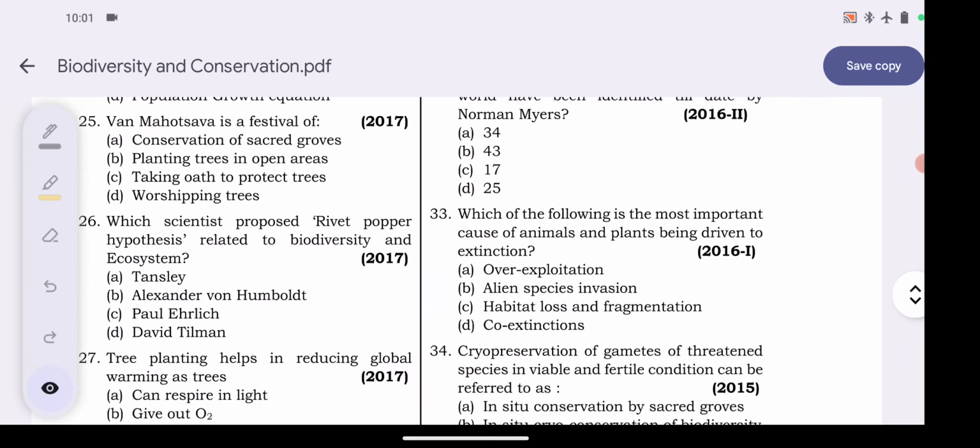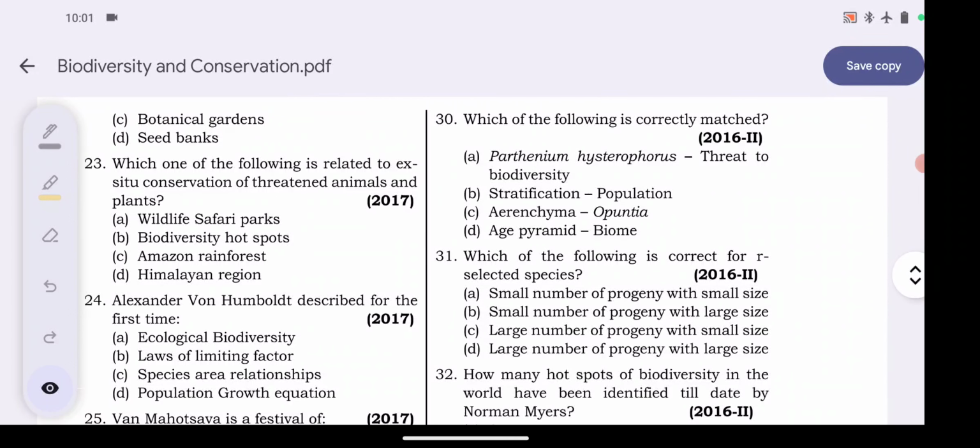Question number 30. Which of the following is correctly matched? Parthenium hysterophorus, threat to biodiversity; stratification, population; aerenchyma, opuntia; pyramid, biome. Correctly matched is option A, Parthenium hysterophorus, threat to biodiversity. Explanation. Carrot grass or Parthenium, Lantana and water hyacinth, that is Eichhornia, are invasive weed species that pose a threat to our native species. So option A will be your answer.